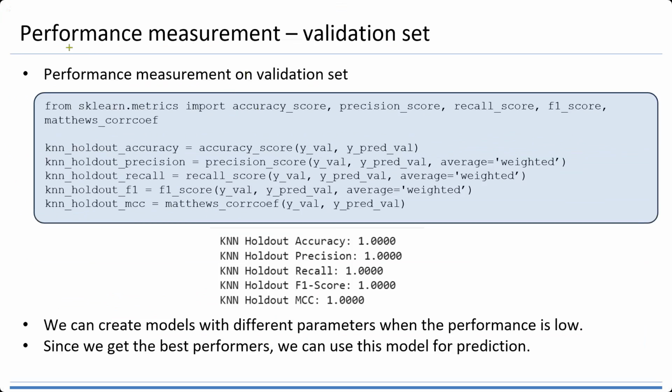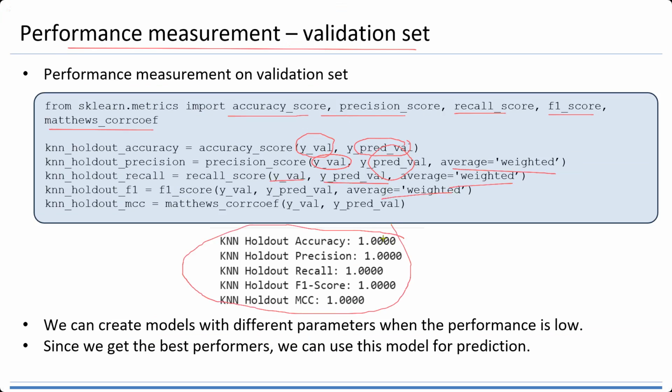So we can do the performance measurement on the validation set. The performance on the validation set means we measure the accuracy, precision, recall, F1, and MCC based on the real or actual value of validation and the prediction value on the validation, with the weighted average.